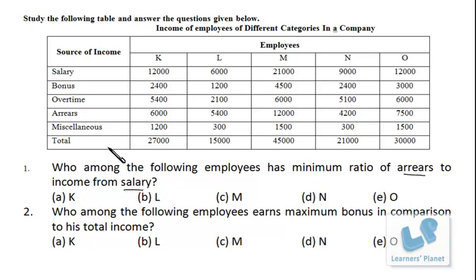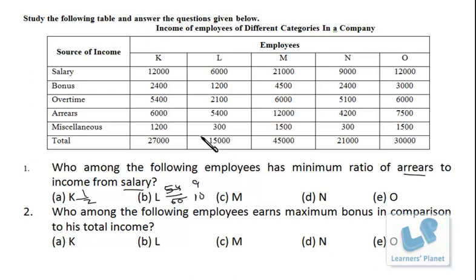So arrears should be in the numerator. So it is 6,000 by 12,000. So it's 1 by 2, right? L, it is 5,400 by 6,000. So 54 by 60 I can take, or 9, 6 9s are 54, 6 10s are 60. So it's 9 by 10.